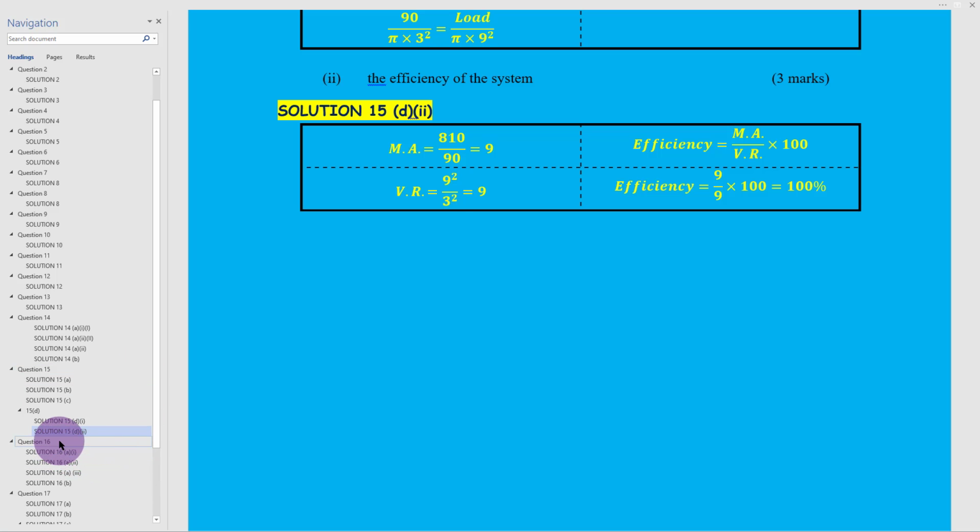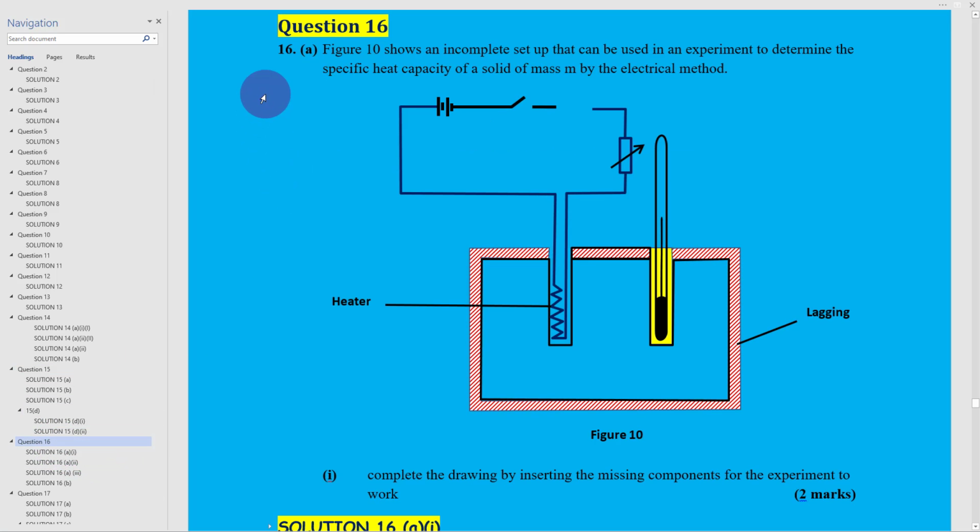So let's move over to question 16. In question 16, this is about heat. We are told that figure 10 shows an incomplete setup that can be used in an experiment to determine the specific heat capacity of a solid of mass m by the electrical method.